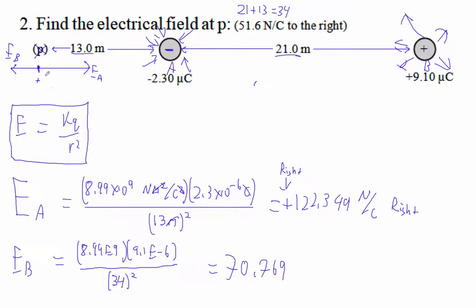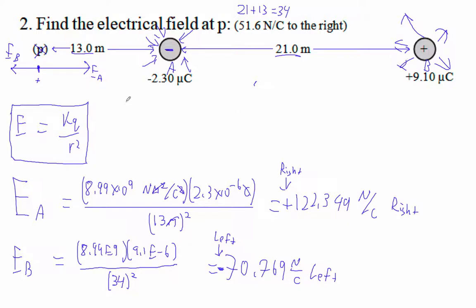Now, the electric field due to B is going to be to the left, because the electric field due to this charge is away from it, and away from that charge at point P would be to the left. Newtons per coulomb, left. All right, so I'm going to make this guy negative. This is my own personal thing. Notice that I'm ignoring the sign on the charge. I'm just slapping these on based on the geometry of this thing.